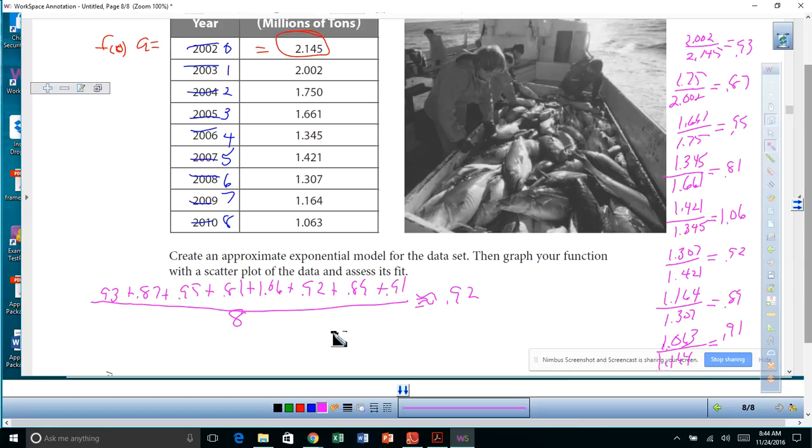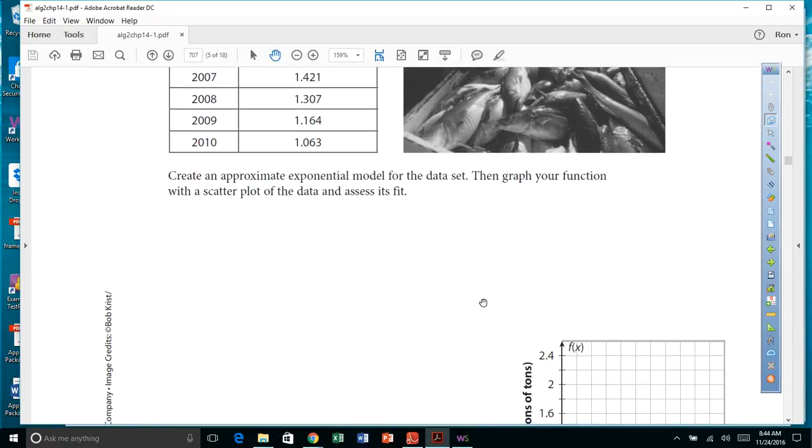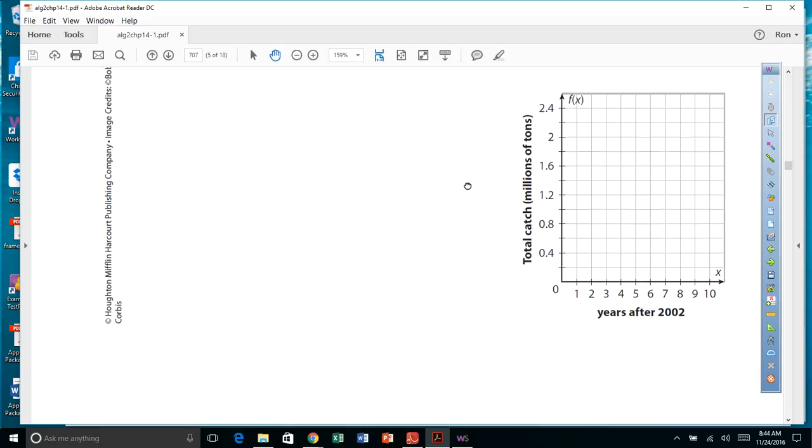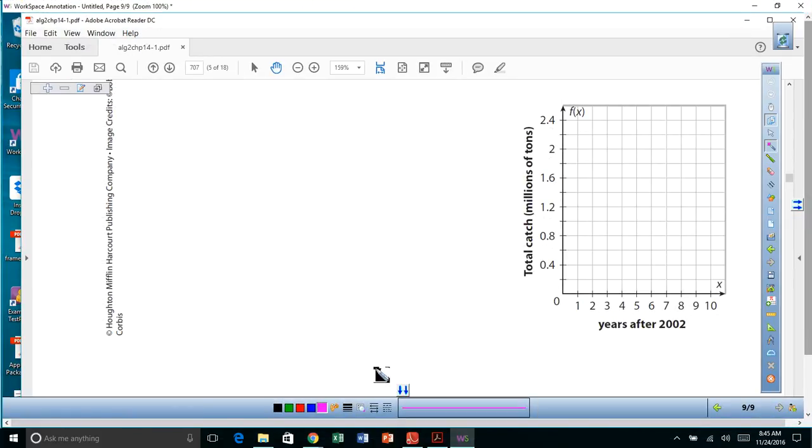So my equation, f of x will equal a, which is 2.145. I'm going to just make it 2.15, times my b, which is 0.92 to the x power. All right, so that's my equation. And so let's see here, what do we got?